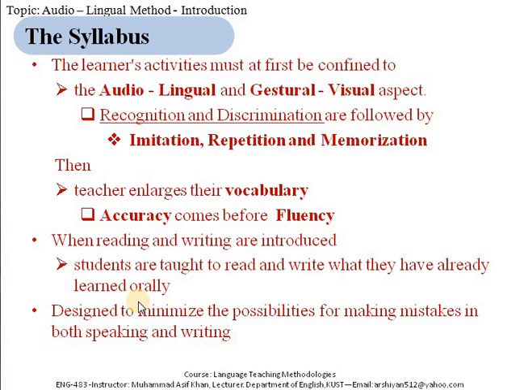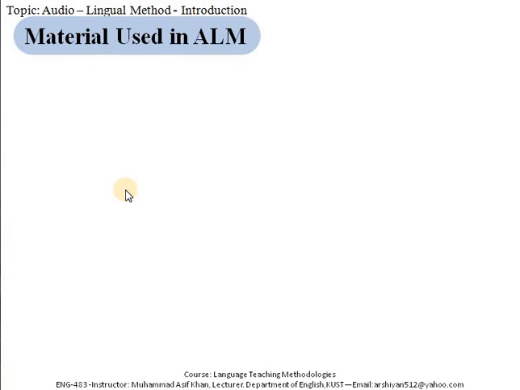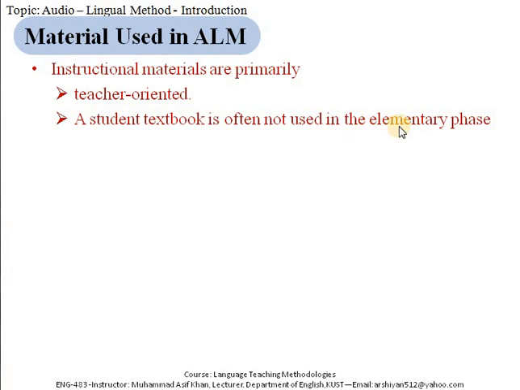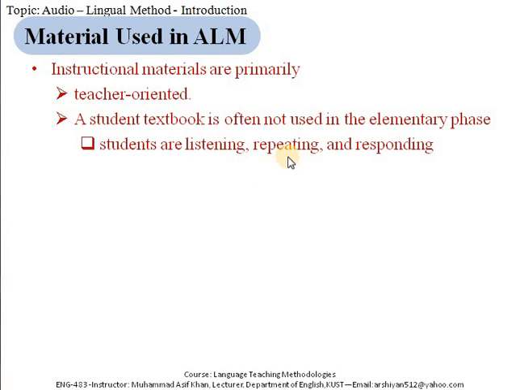Now let's look at the material used in the ALM method. Instructional material in the audiolingual method assists the teacher to develop language mastery in the learners. They are primarily teacher oriented, not student oriented. The student textbook is often not used in the elementary phases of the course, where students are primarily listening, repeating and responding to the teacher. At this stage, exposure to printed words may not be considered desirable.